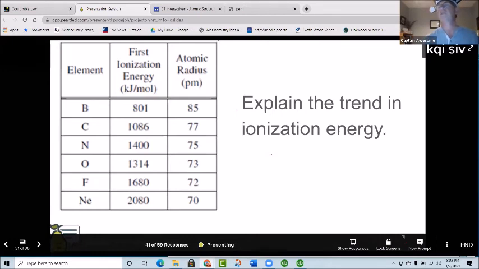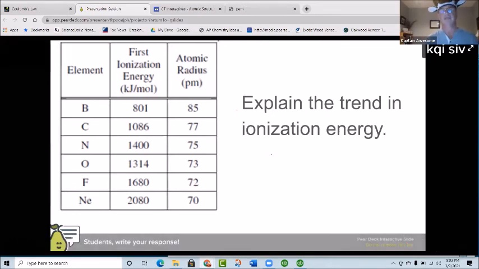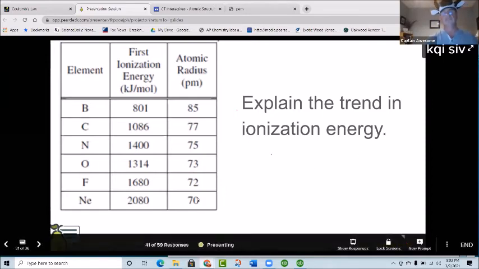Zeff is a fancy way of saying effective nuclear charge. Z is called the proton number. Z is the symbol for how many protons you have. So Zeff is just a fancy way of saying how many protons you have pulling on those electrons. What is the effect of the nucleus?